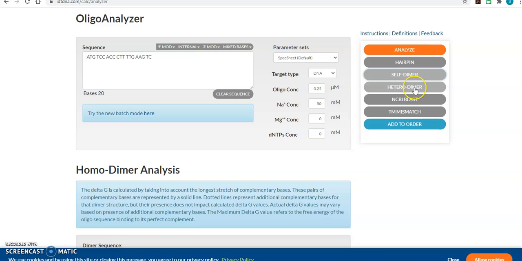How about the heterodimer? What does that mean? Would this primer bind with the second primer that you will develop? That's what a heterodimer is.